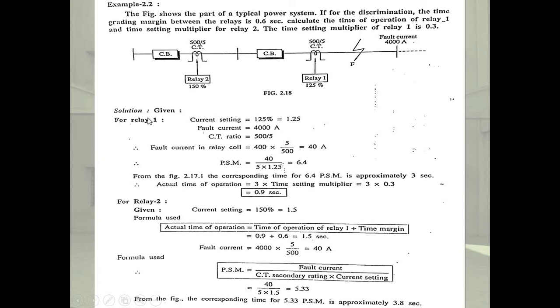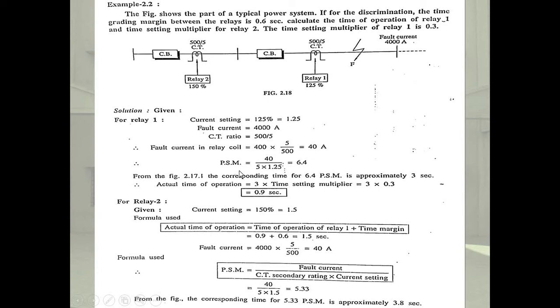Now for relay 1, the current setting is 125%, equal to 1.25, the fault current is 4000 ampere, and the CT ratio is 500 divided by 5. So fault current in the relay coil equals 4000 into 5 divided by 500. So fault current in the relay coil equals 40 ampere.